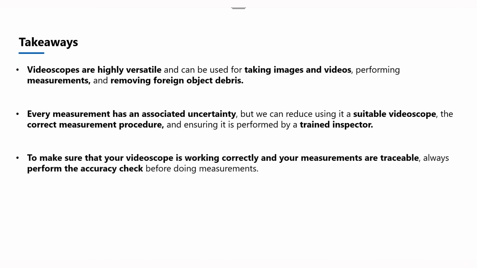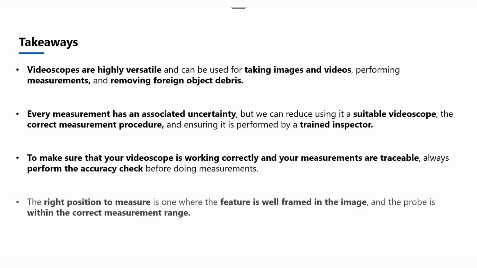To make sure that your video scope is working right before measurements, always perform the accuracy check. There is one thing I want you to remember: always perform the accuracy check. And finally, the right position to measure is one where you see the feature or whatever you're measuring clearly on the screen and the probe is within the correct measurement range.